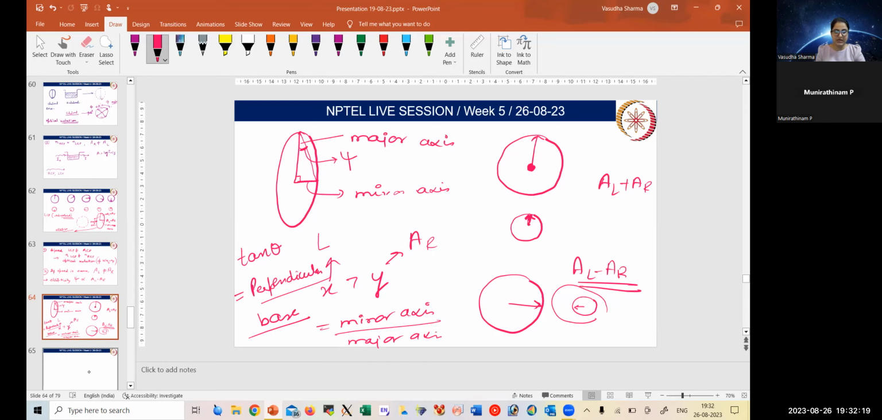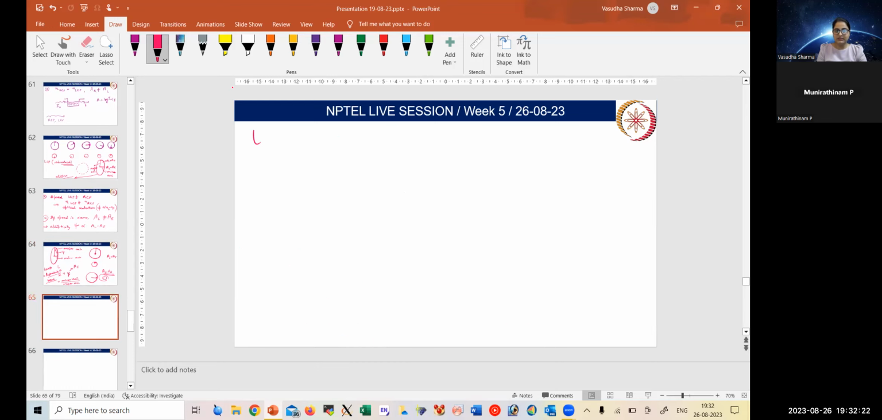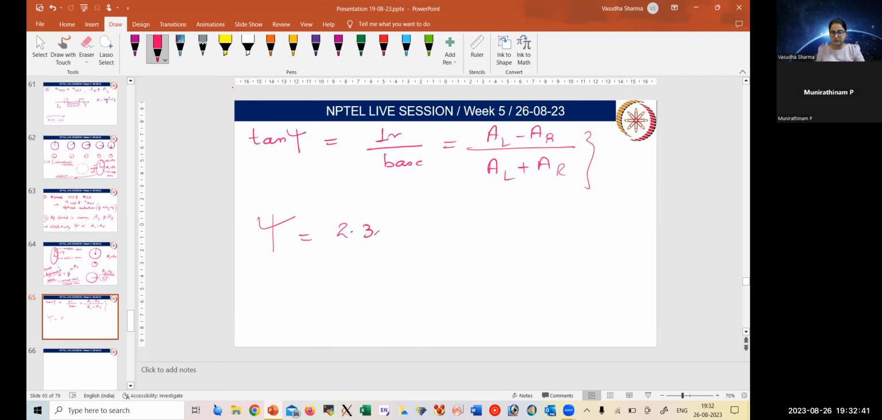So if somebody asks you to find the tan psi of that ellipse, then it would become perpendicular divided by base, which is nothing but AL minus AR, which was the minor axis, upon AL plus AR. And if we just want the psi, the whole formula is 2.303. It is dependent upon AL minus AR, 180 degrees divided by 4 pi.